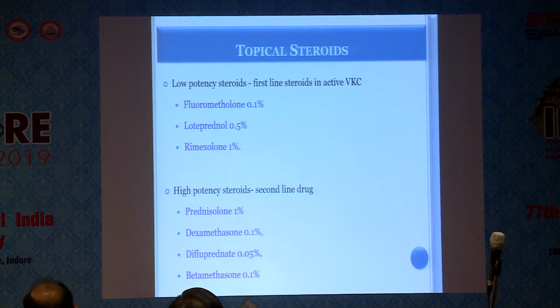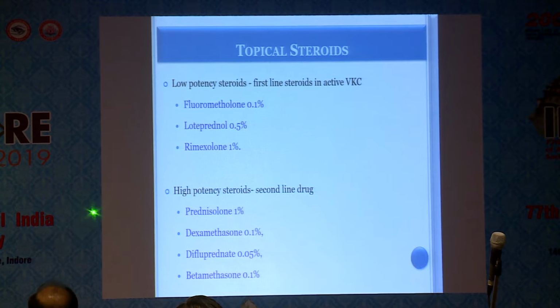So given a choice, if I have a case of VKC with giant papillae, and the patient is very symptomatic, I will start with an initial burst of 1 week or 10 days of a high potency steroid to get the symptoms controlled. Then I will switch over to the low potency steroid with the same frequency, and then gradually taper it off. If I have started dexamethasone, I won't give prednisolone in these cases. I will give dexamethasone.